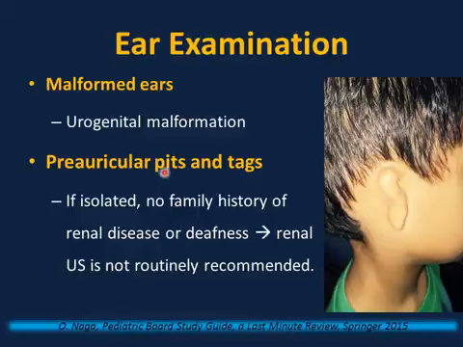Pre-auricular pits and tags is different. It is not common for pre-auricular pits and tags to be associated with urogenital anomalies. So there is no need to routinely order a renal ultrasound if there is no family history of renal disease and no family history of deafness. If the infant or newborn passed the hearing test, there is no need to do a renal ultrasound. It is not routinely recommended for pits and tags. It is recommended for ear malformation, like in this case.